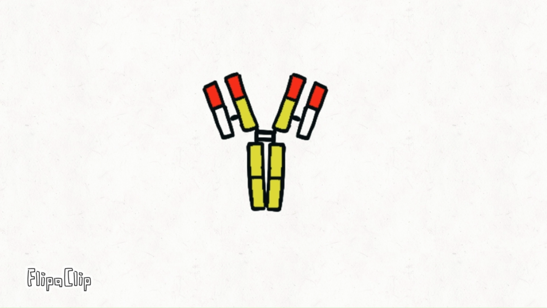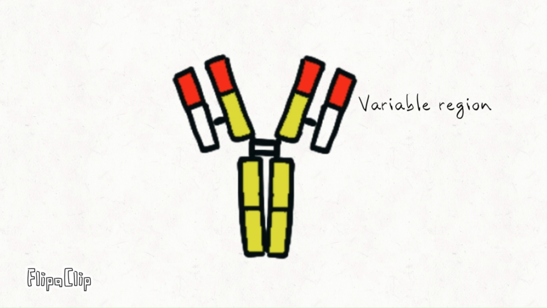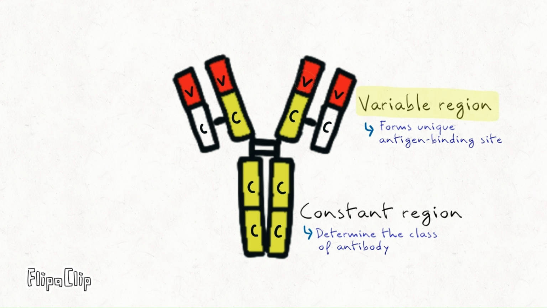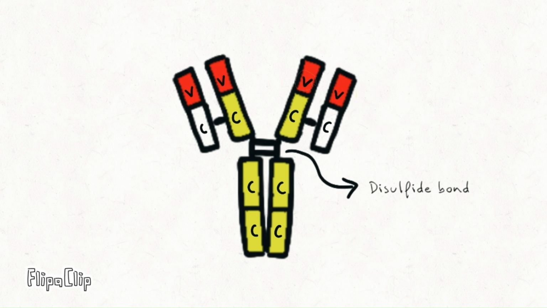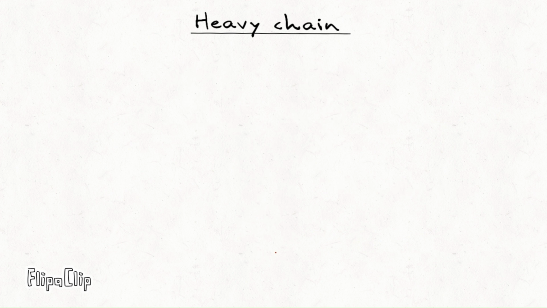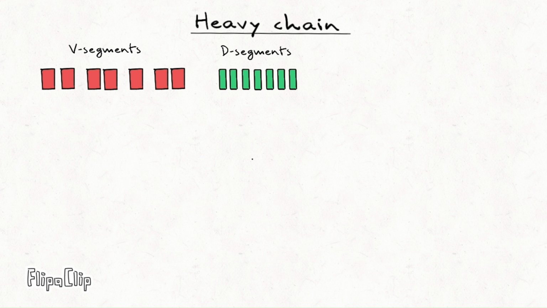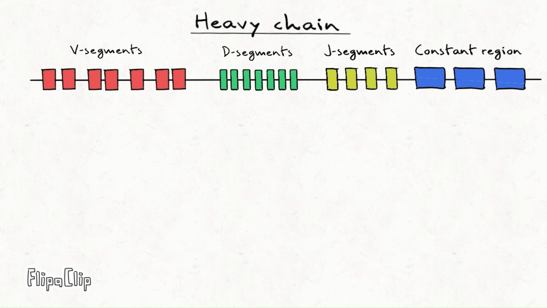Each antibody consists of 4 polypeptides, 2 light chains and 2 heavy chains, joined to form a Y-shaped molecule. Each of the 4 chains has a variable, V, region at its amino terminus, which contributes to the antigen binding site, and a constant, C, region, which determines the isotype. The light chains are bound to the heavy chains by disulfide bonds. The heavy chain gene contains a leader segment, V, D, J segments, and the constant region.